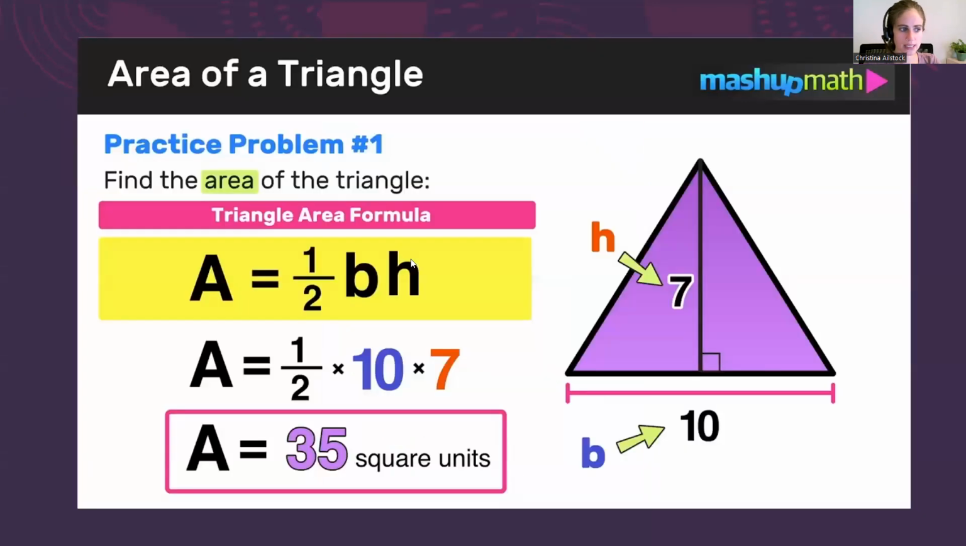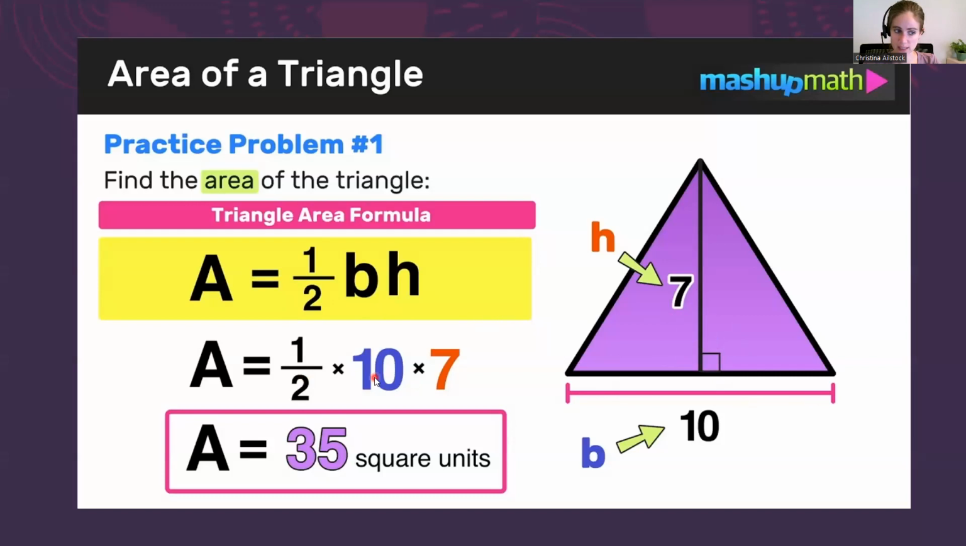Let's just look at a quick example here before we switch over to IXL. When you're working with area of a triangle, we have our formula, and then you need to look at the information you're given. We can see that the base here is 10. We have a height of 7. So then we're going to substitute. We're going to plug this information into our formula.